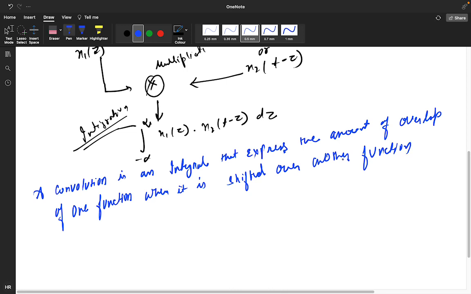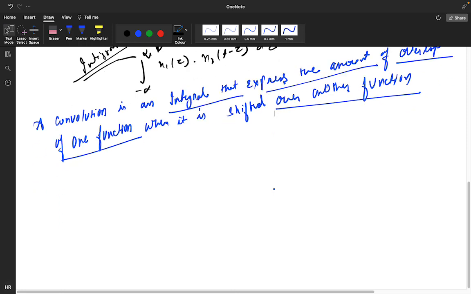So what is convolution? A convolution is an integral that expresses the amount of overlap of one function when it is shifted over another function. So for example, they have given you y of t, you need to convolve u of t with u of t.